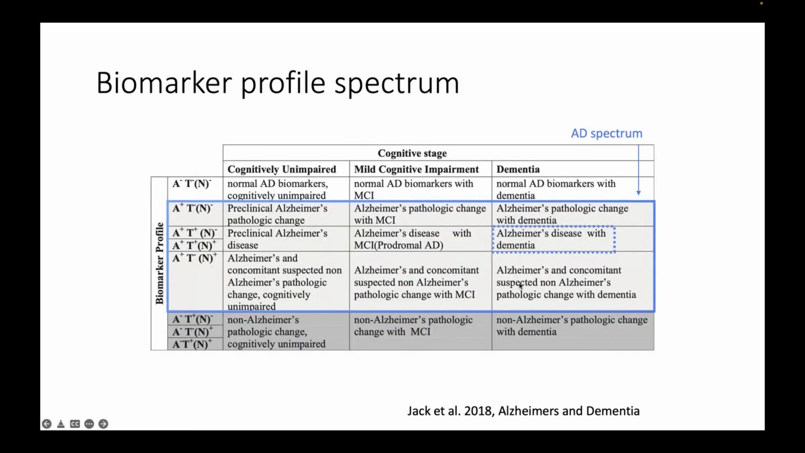And therefore, you can imagine we open a spectrum, which makes total sense, in my opinion, that Alzheimer's disease is actually a spectrum that has different constellations of a biomarker profile and also different constellations of cognition. So we can, for example, say that the classic Alzheimer's disease would be Alzheimer's disease with dementia, so A plus, T plus, N plus, with the clinical syndrome of dementia. But we can also have A plus, T plus, N plus cognitively unimpaired, then it's preclinical Alzheimer's disease or someone who has a protective factor and so on.